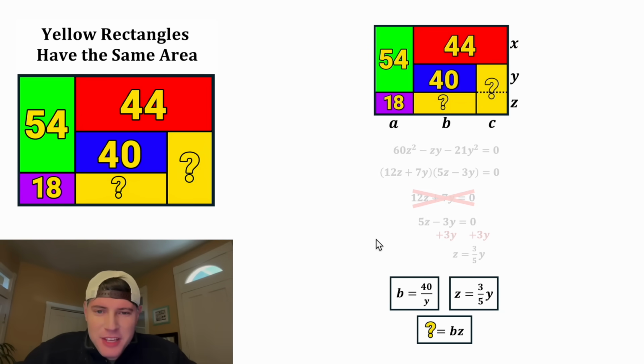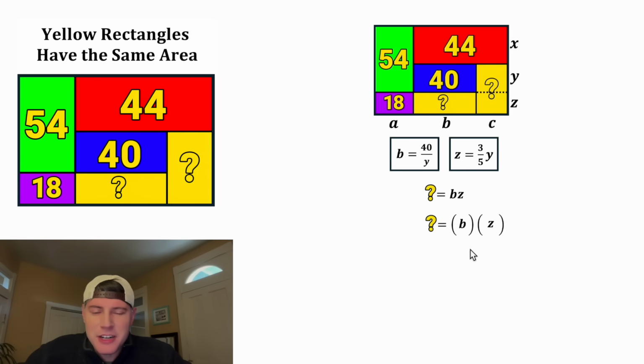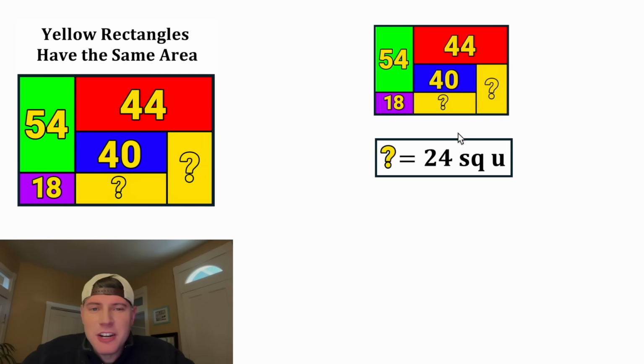Let's get rid of all this and bring these up here. Let's break it out of the box and copy it down here with space for b and z. In the place of the b, let's plug in 40 over y. And in the place of the z, let's plug in 3/5 y. This y on bottom and this y on top will cancel each other out. And 40 times 3/5 is equal to 24. And that is the answer to our question. Let's give it a label of square units and put a box around it. In our given diagram, the area of either of these yellow rectangles is 24 square units.